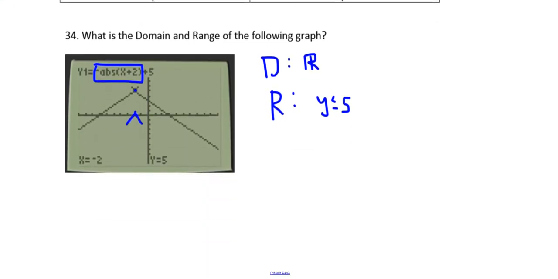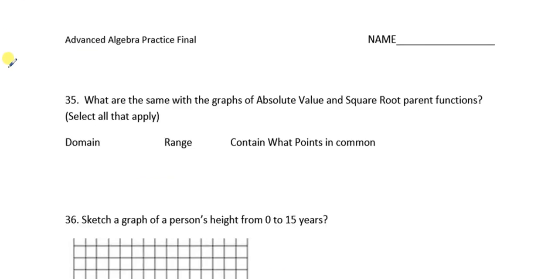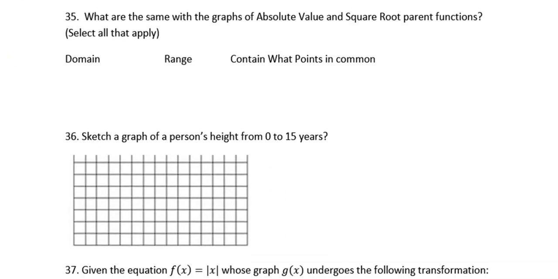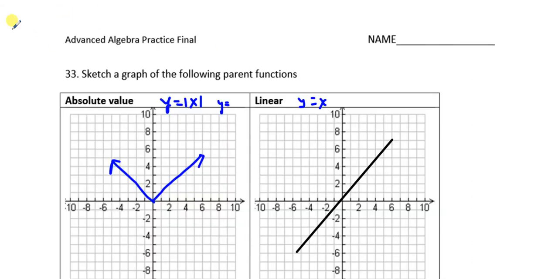33, 34, all right, 35. What are the same with the graphs of the absolute value and square root functions? Well, if we look back at, oh, I see, because this one it says what, I forget exactly how they word it on the final, but you want to be familiar with these two graphs.